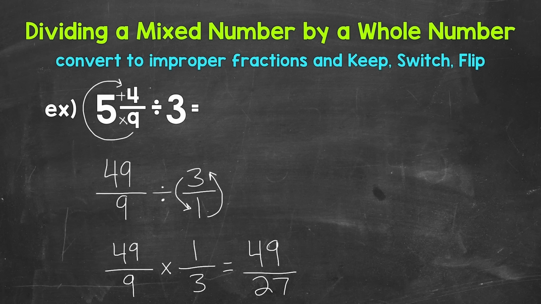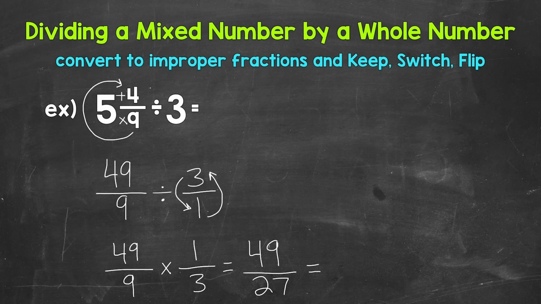So we end up with 49/27, which is our answer, but it's an improper fraction. So let's convert it to a mixed number. We do that by dividing the numerator, 49, by the denominator, 27. So 49 divided by 27.